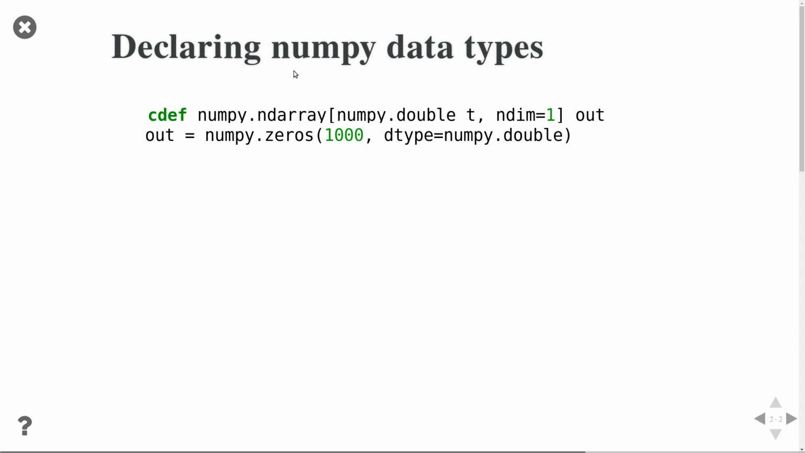So I use cdef again, and I specify that my out variable will be a NumPy ndarray of type ndtype double, and it will be one-dimensional. So I first specify the type of the NumPy array, and then I can create it. Here I can say out equals numpy.zeros of length 1,000, and then the dtype obviously has to match up. So if I use double here, then when I create the array, it also has to be double.